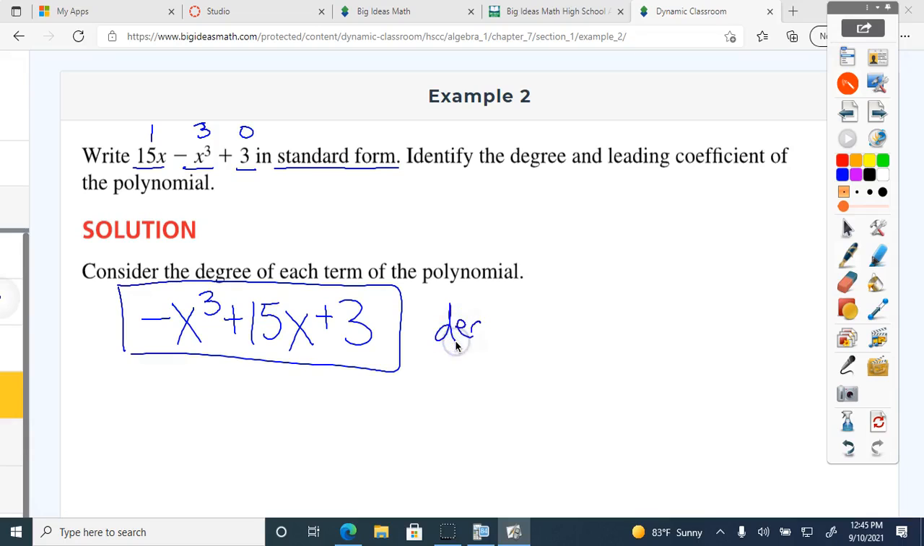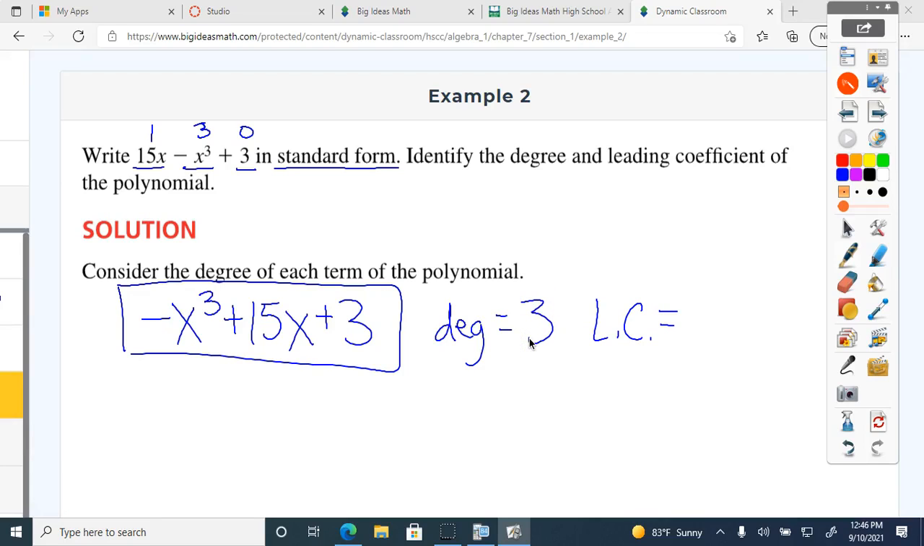So my degree and my leading coefficient, I'm just going to put LC for leading coefficient. The degree of the entire thing is the biggest one. So what was the biggest one? 3. So that's the degree.